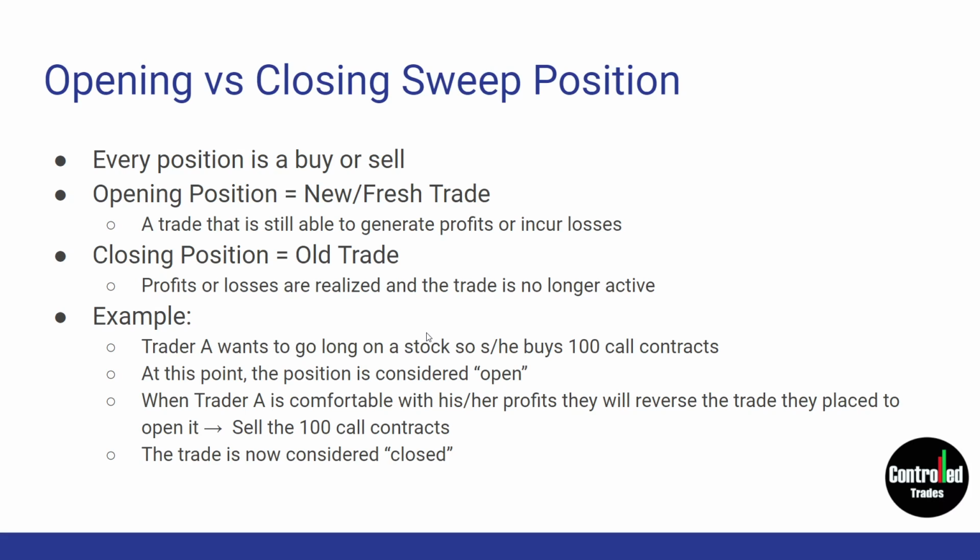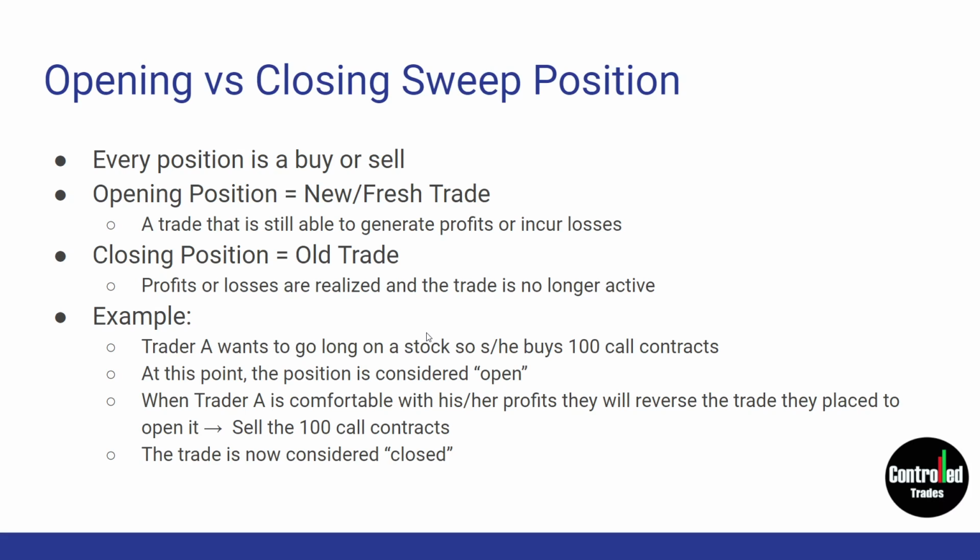So, say for example, a trader goes long Apple. That trader may buy 100 call contracts. Those 100 call contracts are now open. The position is considered open. So, therefore, the contracts will affect that trader's P&L. Say the stock, Apple for this case, hits the trader's profit target or hits their stop loss. Once the trader is comfortable with the profits or losses that they have, they'll close the position, and in order to close the position, they'll sell the 100 call contracts. They'll do the reverse of what they did to open the position, and that's when we consider the trade closed.